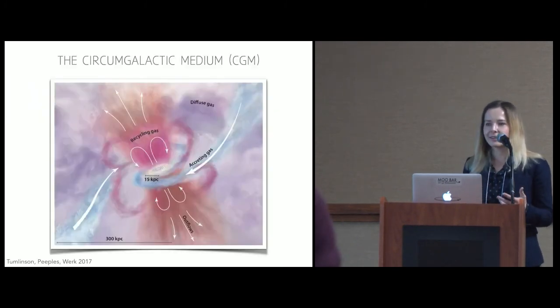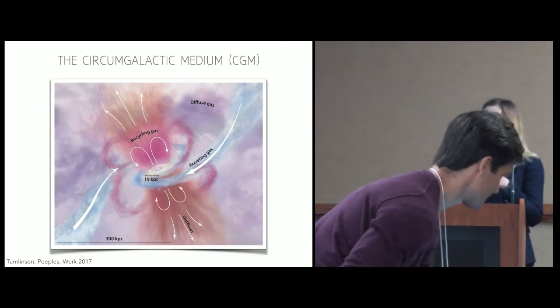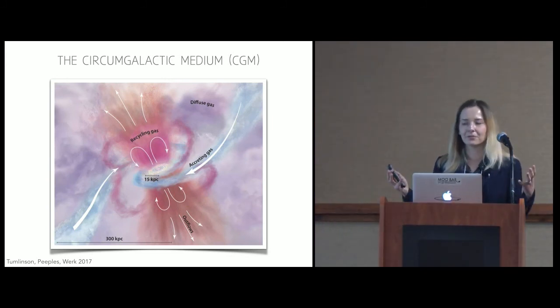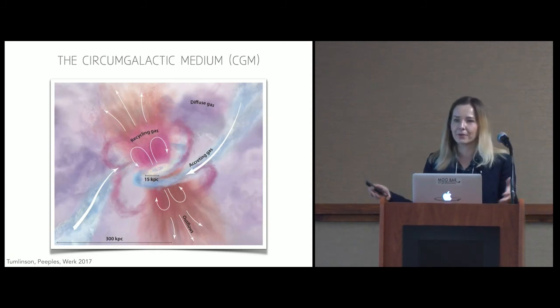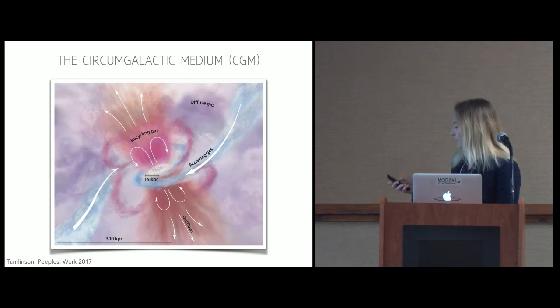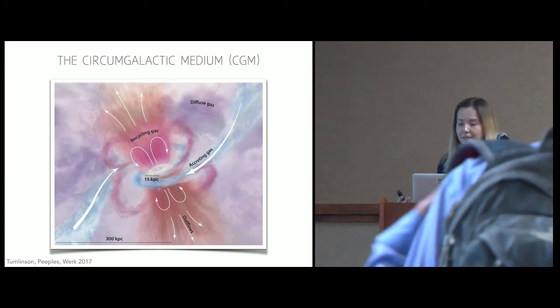Loosely defined, the CGM is the diffuse gas that extends from the galactic disk all the way out to the edge of the dark matter halo in which a galaxy lies. So what we're used to thinking of as a galaxy is this little thing right here, and everything else is the circumgalactic medium, or the CGM.